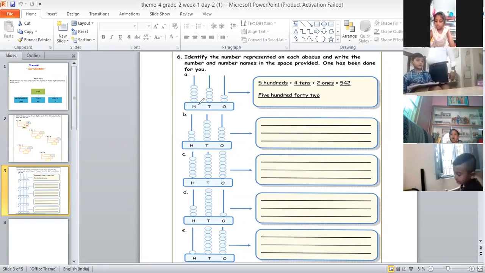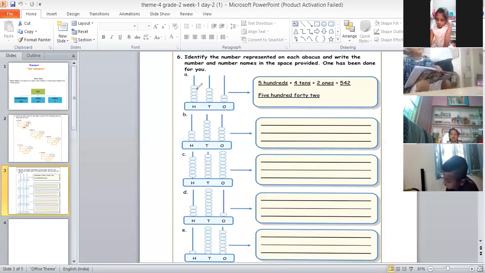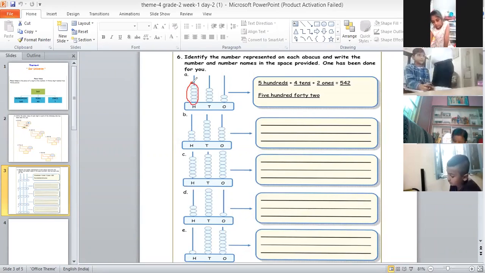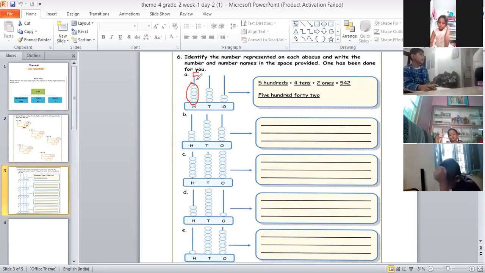In bit A, if you look at the hundreds place, you can see that there are 1, 2, 3, 4, and 5 beads. How many beads are there? 5 beads are there in the hundreds place. You all can see there are 5 beads in the hundreds place, right? So we'll write here 5 above it.